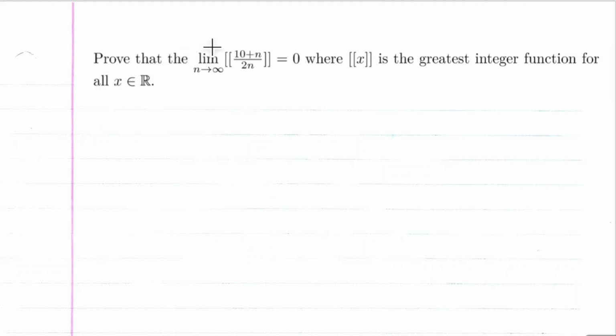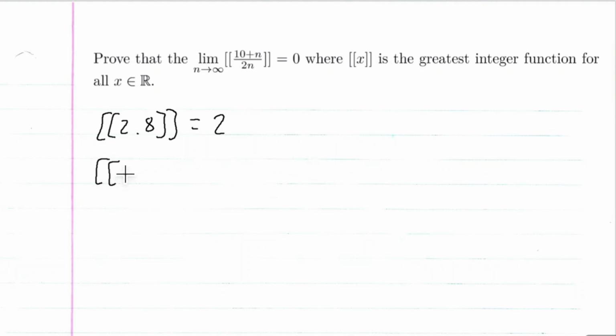So we're going to prove that the limit as n approaches infinity of the greatest integer of (10 + n) / 2n is equal to 0, where of course the greatest integer function of x is defined for all x contained in the real numbers. The way the greatest integer function works is our input can be any real number, like let's say 2.8, and it'll give us the greatest integer that is less than or equal to 2.8, which in this case would be 2, right?